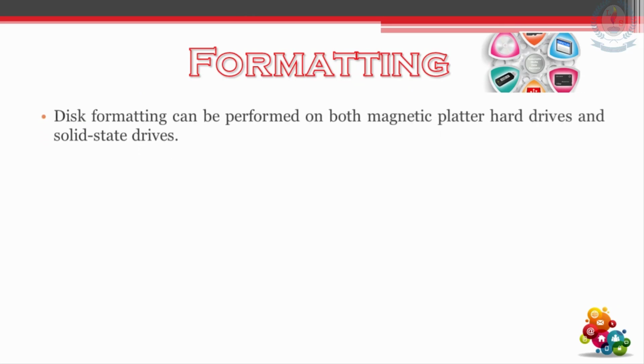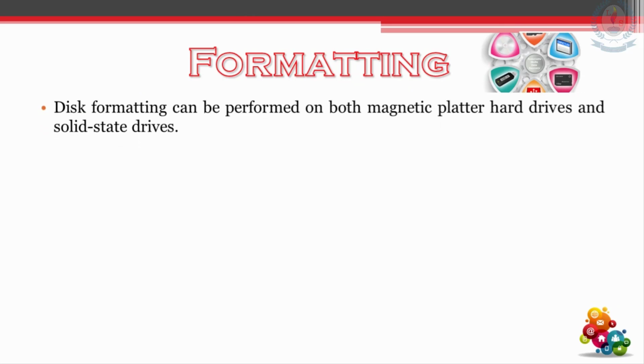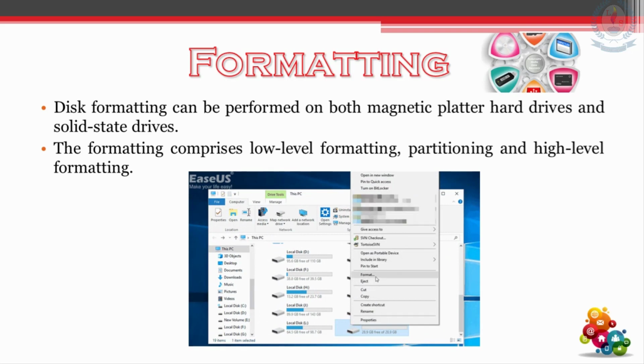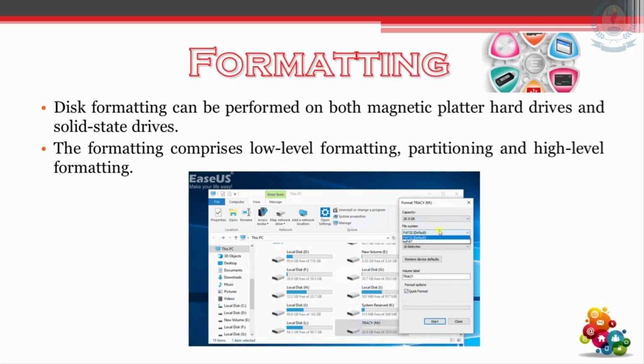What is formatting? Disk formatting prepares storage media such as a hard disk drive or USB flash drive for its first use. If a disk has already been used, then formatting it will make all of the data on the disk unreadable by normal application. Then you can see the formatting comprises low level formatting, partitioning and high level formatting. If you look at this example, you can see how to format a USB flash drive. Look at that example.